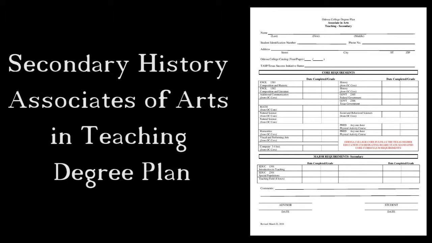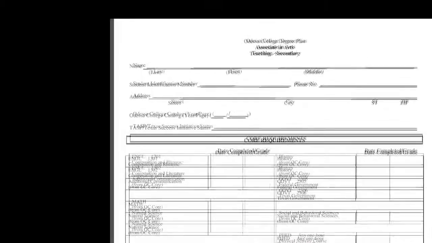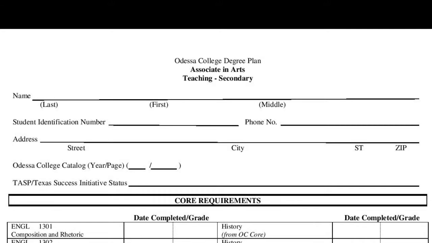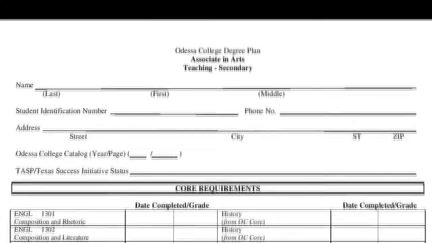Let us look at the Secondary History Associates of Arts and Teaching degree plan. The History Teaching Certification can be used to teach history 7th through 12th grade. At the top of the degree plan, you will notice information about yourself. When we personally meet, we will fill in this information together.